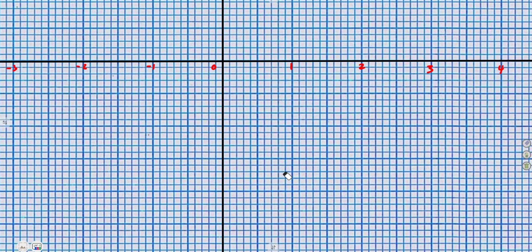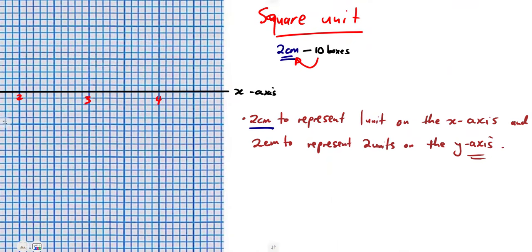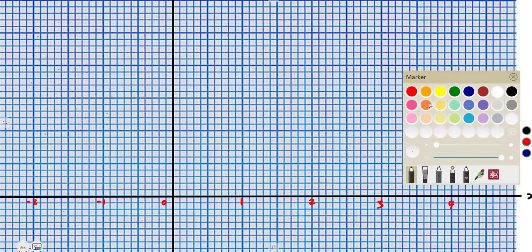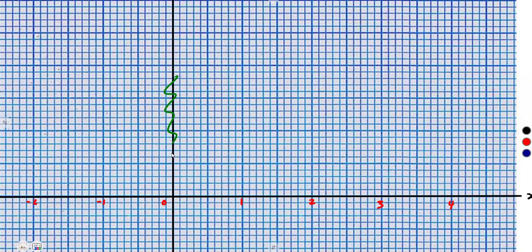But for the y-axis, we are given something different. 2 centimeters is supposed to represent 2 units on the y-axis. Meaning, as we indicate values on the y-axis, the vertical line, they are taken after every 2 centimeters, after every 10 boxes, you indicate 2 units. That is the scale, 2 units. So that is 2, 4, 6, 8, 10, and so on.